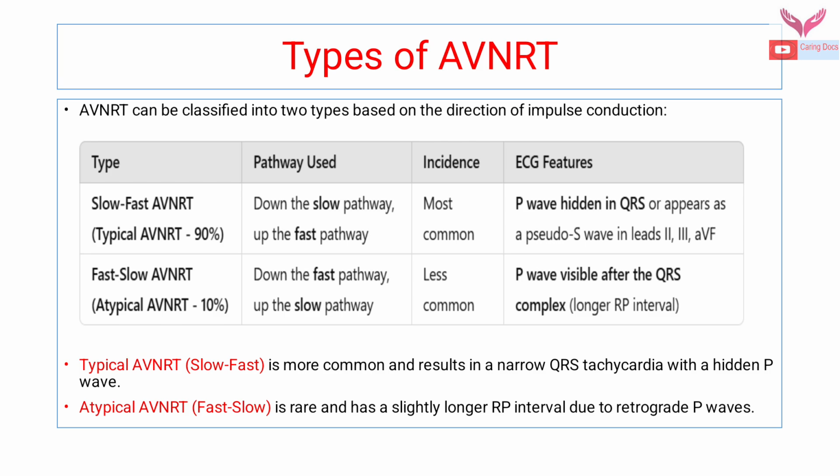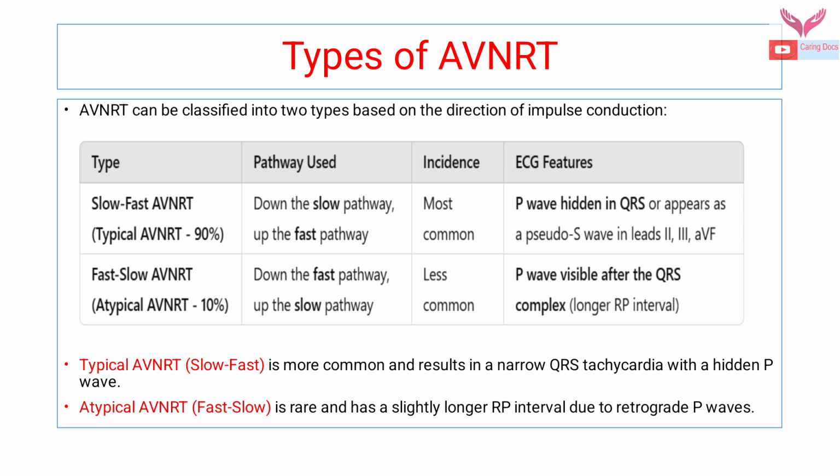Usually, we see two types of AVNRT depending upon the direction of the impulse conduction. Slow-fast AVNRT is seen in 90% of the cases. Here the pathway used is down the slow pathway and up the fast pathway, and it is the most common. On ECG, P waves are hidden in the QRS or they appear as a pseudo S wave in leads II, III, and aVF.